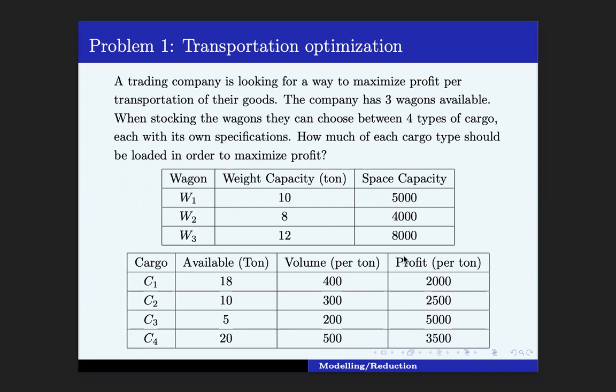Yes, the maximum volume per ton is 500. Correct, that's true. The limit for wagon 2 is 500 as well. Yes. For that particular instance, that's a different thing. But in general, what will you do? How will you do it?